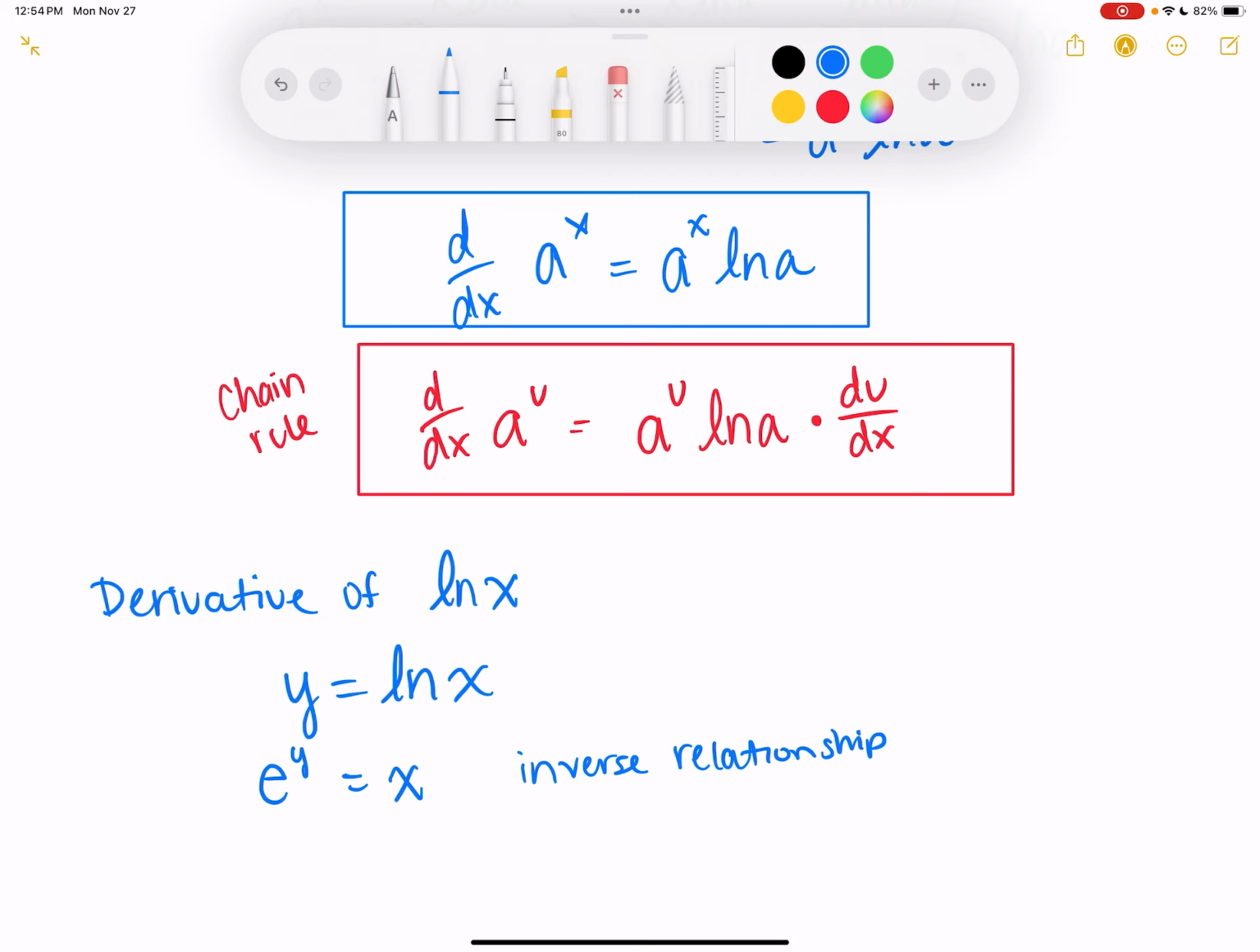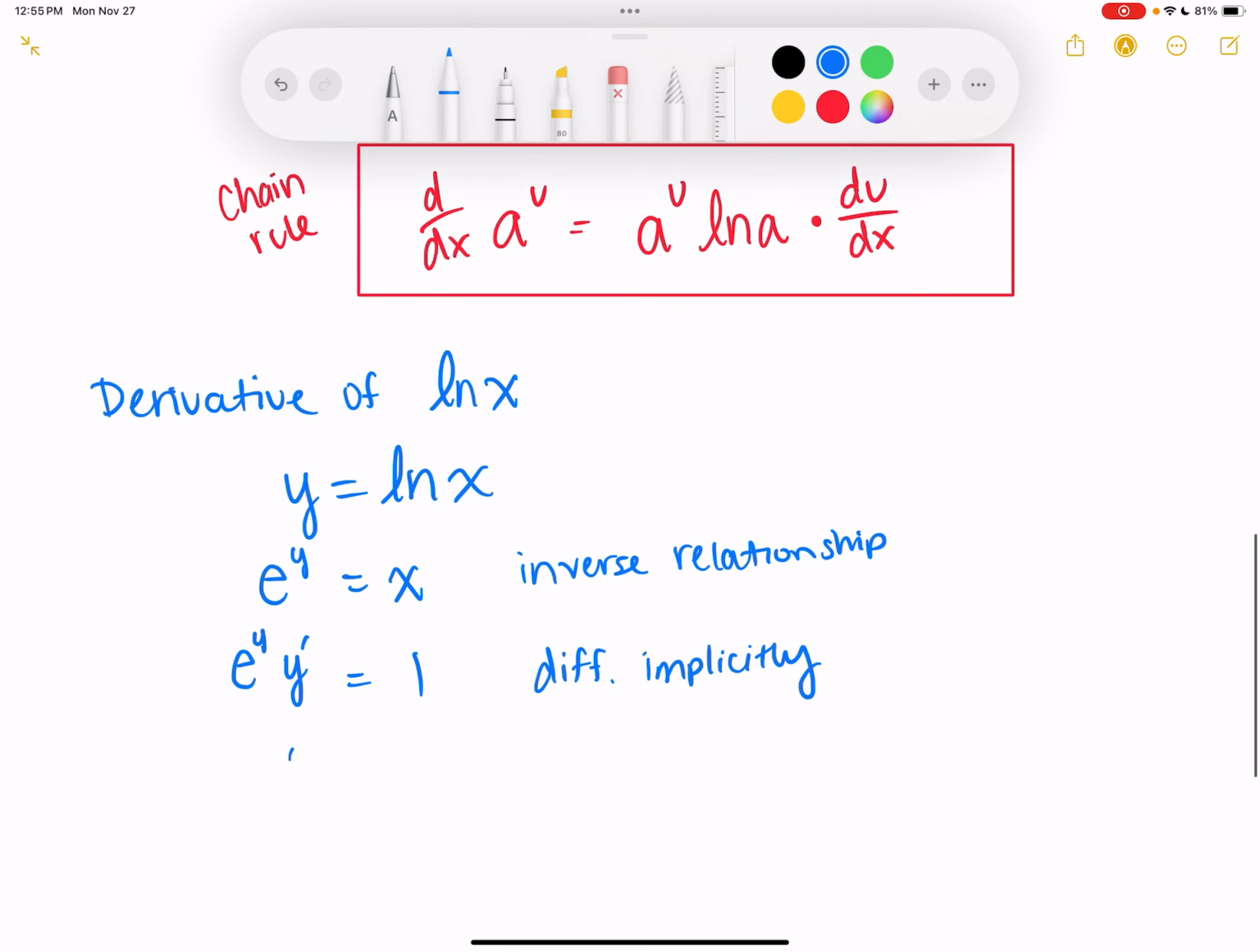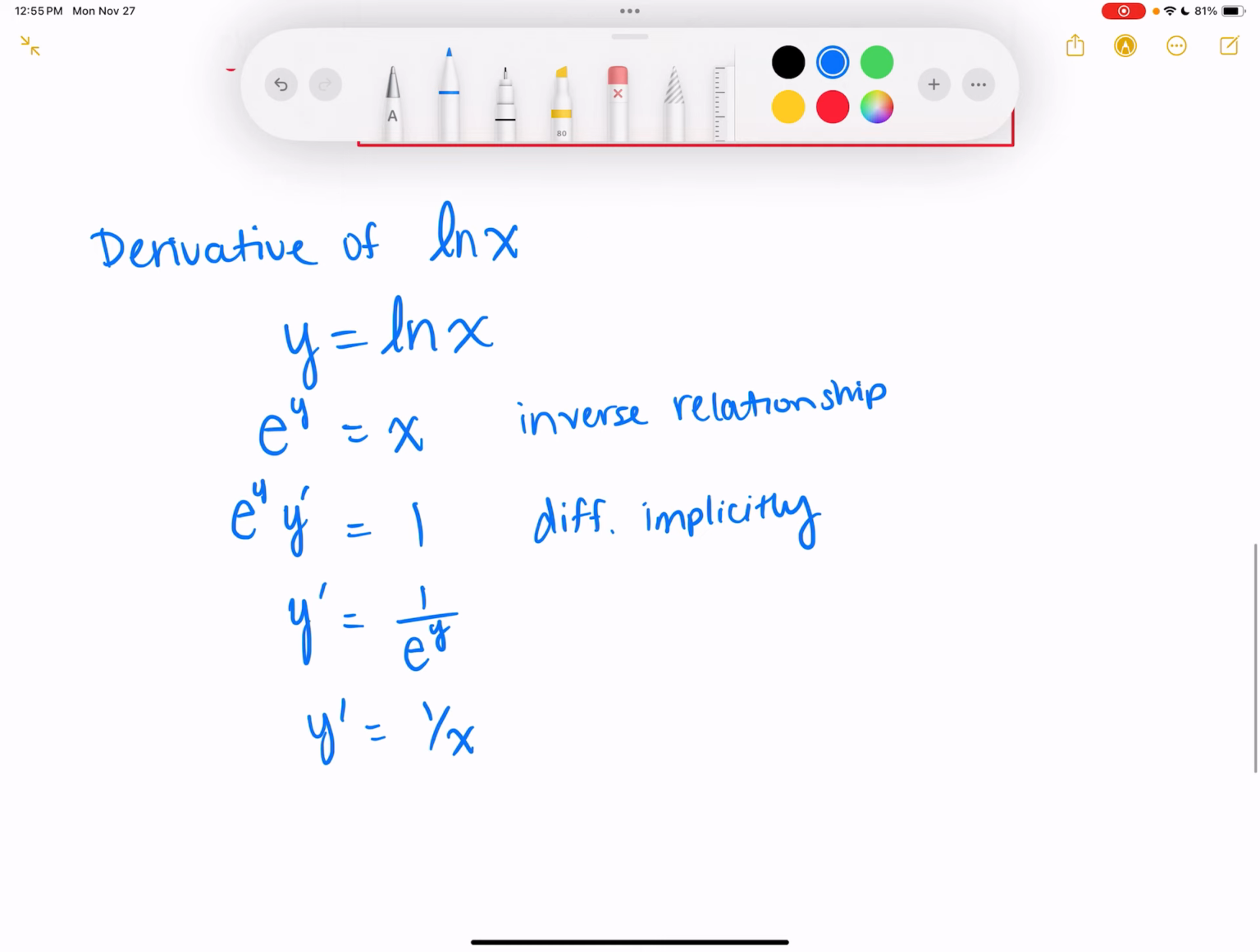Differentiate implicitly, so that would give us e to the y times y prime is equal to 1. So y prime is equal to 1 over e to the y. We said e to the y was equal to x, so this is 1 over x. So d dx of the ln of x is 1 over x. So again, super easy.